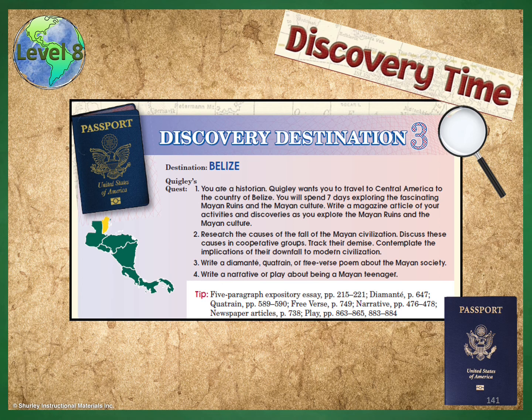Quest 2. Research the causes of the fall of the Mayan civilization. Discuss these causes in cooperative groups if possible. Track their demise. Contemplate the implications of their downfall to modern civilization. Quest 3. Write a diamante, quatrain, or free verse poem about the Mayan society. Quest 4. Write a narrative or play about being a Mayan teenager.